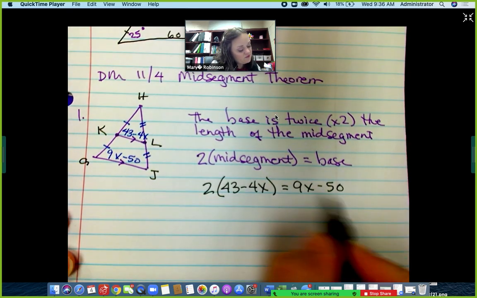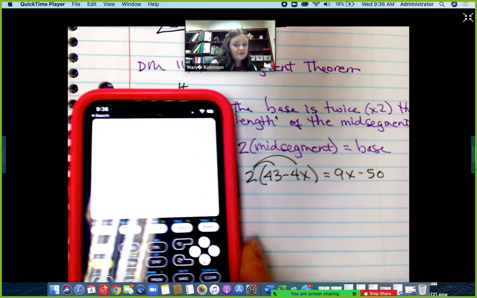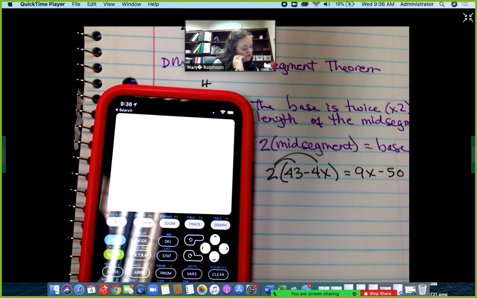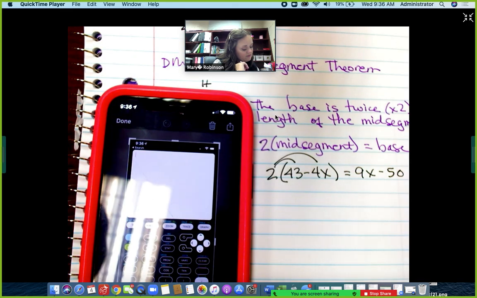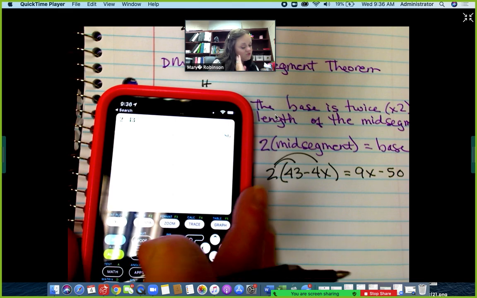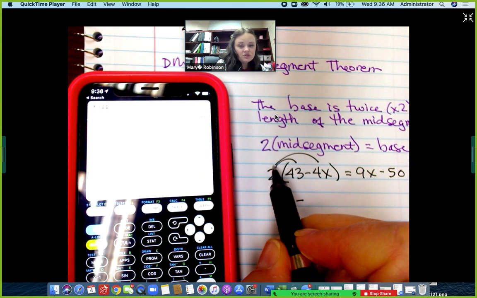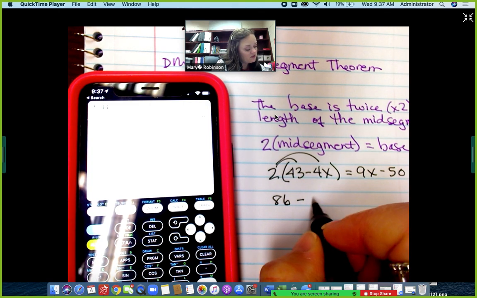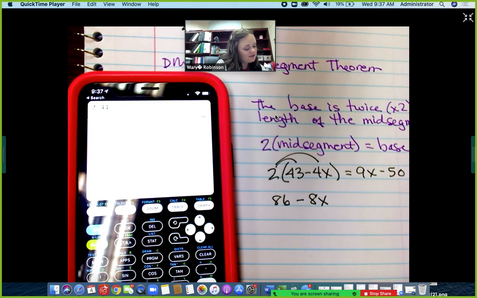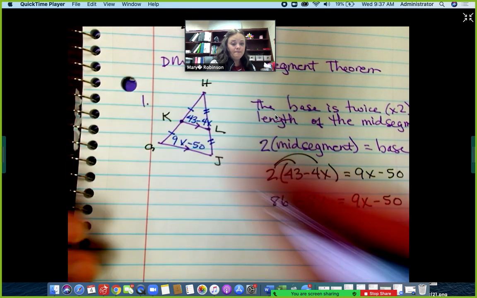And we are first, when we solve this, going to distribute. So we need to do 2 times 43. So all you need to do is 2 times 43, which is 86. So we're going to write down 86 minus 2 times negative 4, that's negative 8x, equals 9x minus 50.